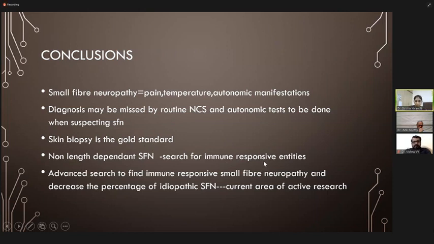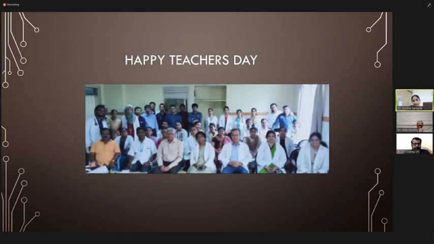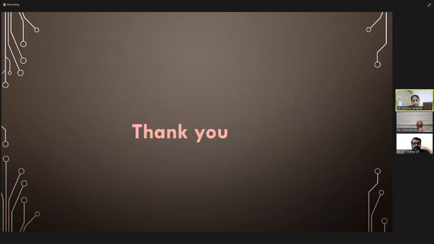Non-length dependent, search for immune responsive entity. And it's the current area of active research. So with this, I wish all a happy Teachers' Day and conclude my talk.